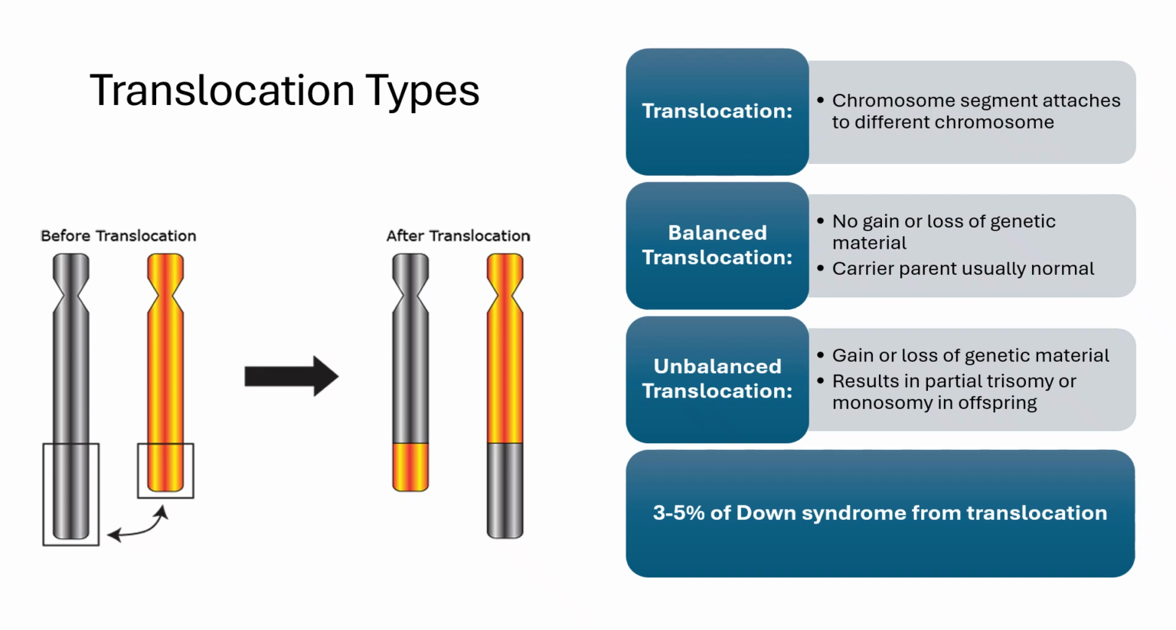Picture cutting pages from 2 different instruction manuals and swapping them. As long as all pages remain available, the instructions stay complete, even if they're bound in different volumes. Parents carrying balanced translocations typically appear phenotypically normal because their cells contain all necessary genetic information. However, these rearrangements create significant risks during meiosis.